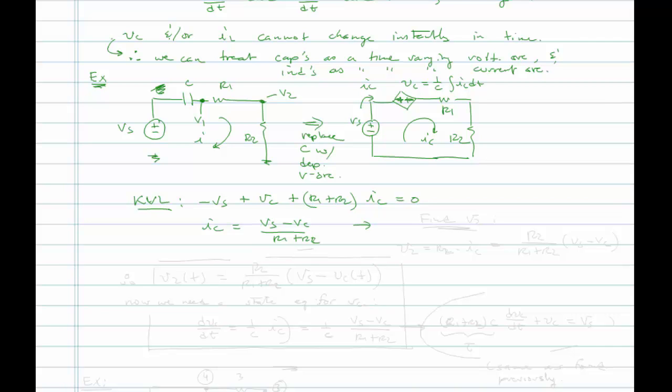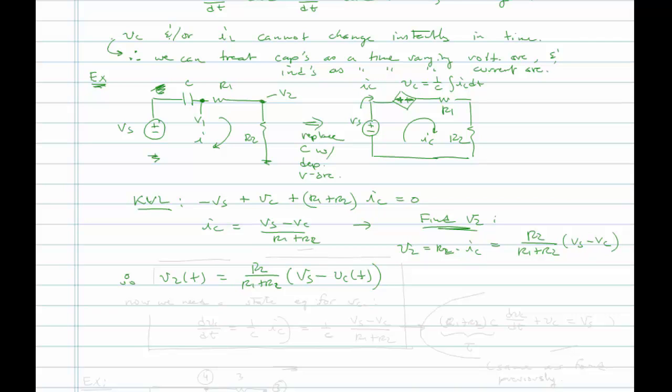Right? And then we could solve for the response we're looking for, which is actually, not VO, V2. Find V2. Well, V2 is just R2 times IC, which is equal to R2 over R1 plus R2 times Vs minus Vc. So we write V2 as a function of time as R2 over R1 plus R2 times Vs minus Vc, and I'm going to put this as Vc of time. Okay, so at any given moment in time, if you knew the capacitor voltage, you could write V2 as just a weighted sum of the independent voltage source and the current voltage of the capacitor.